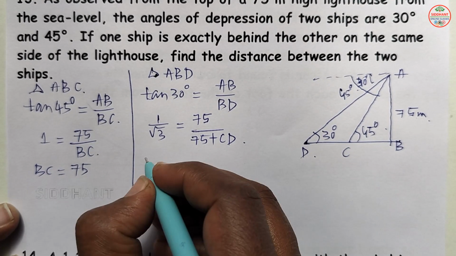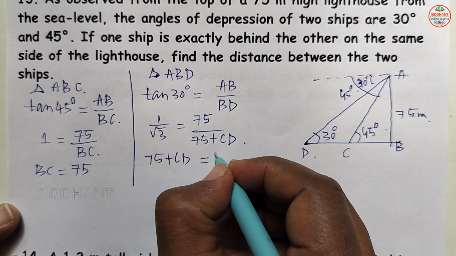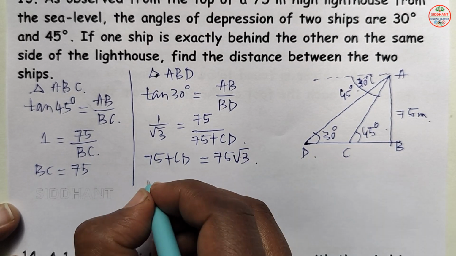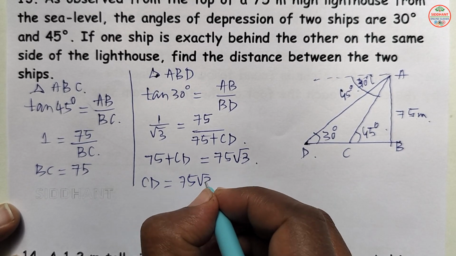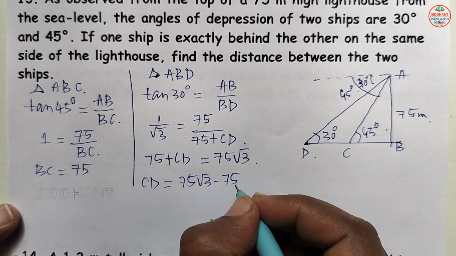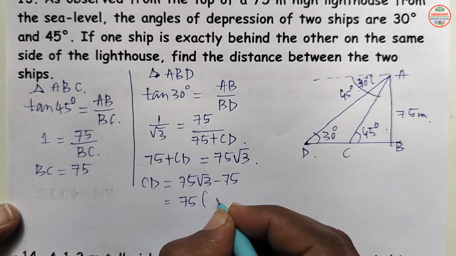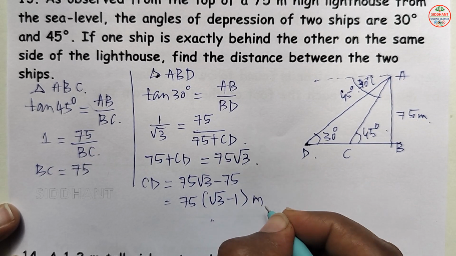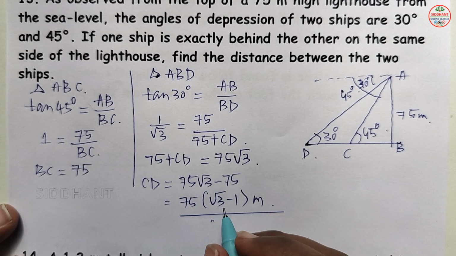So by cross multiplication, 75 plus CD is equal to 75 root 3 here. So CD is equal to 75 root 3 minus 75 here. Taking 75 common, we get 75 times (root 3 minus 1) meters. So this is the distance between the two ships, 75 times (root 3 minus 1) meters.